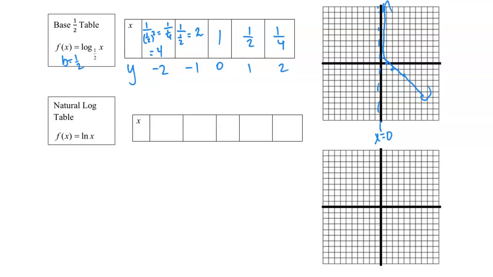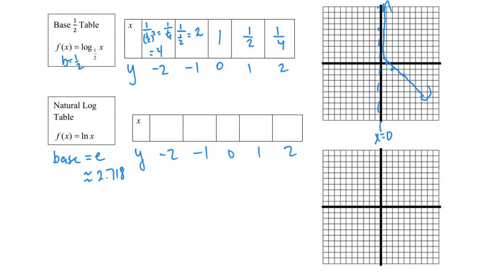Okay, finally the natural log table. So for the natural log, very important fact coming here, the base of the natural log is the number e, and the number e is about 2.718. I could go into a lot more details about what this number means and what it represents and how we come up with it, but for now all you really need to know is that e is approximately 2.718.